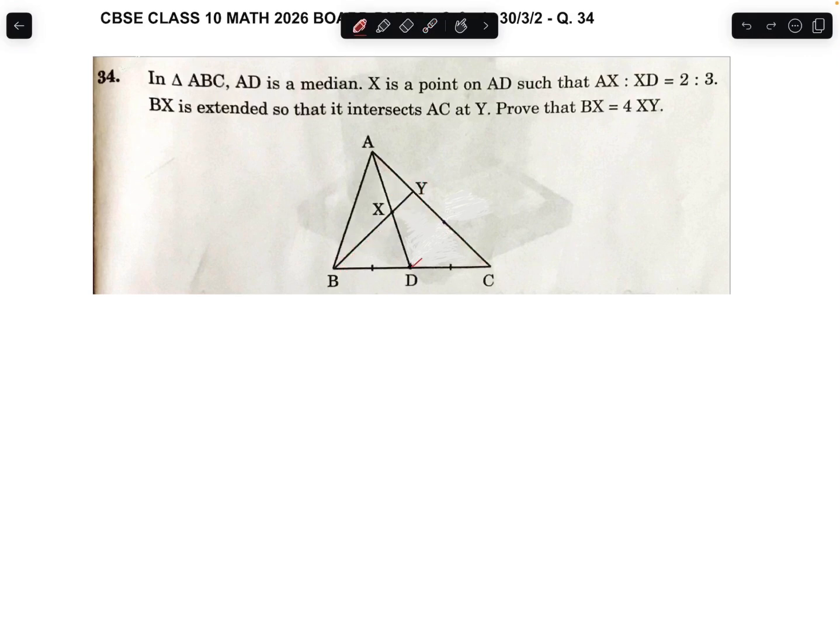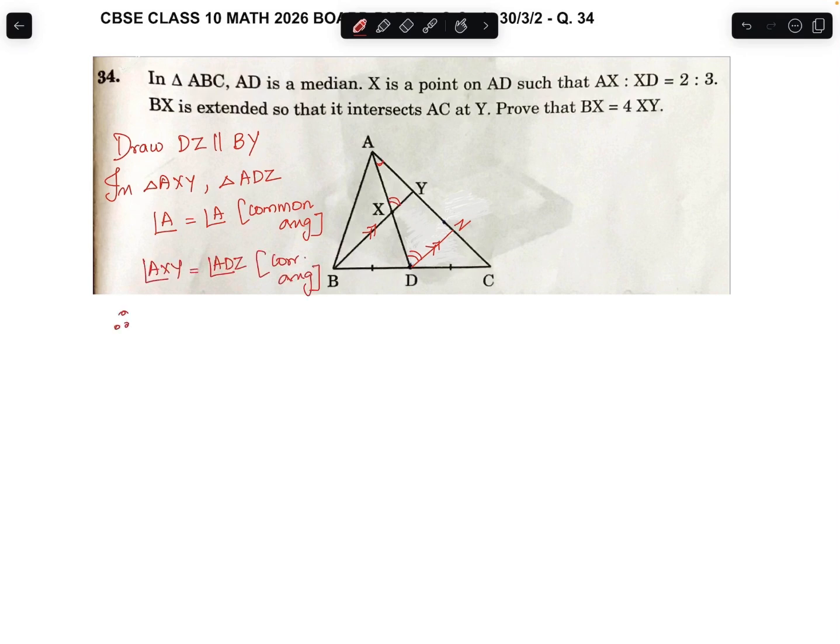To start with, let's draw this line segment DZ parallel to BY. Now let's consider the triangles AXY and ADZ and prove that these two triangles are similar. Angle A is common in both the triangles. Then angle AXY is equal to angle ADZ because those two are corresponding angles. Therefore, by AA similarity, triangle AXY is similar to triangle ADZ.